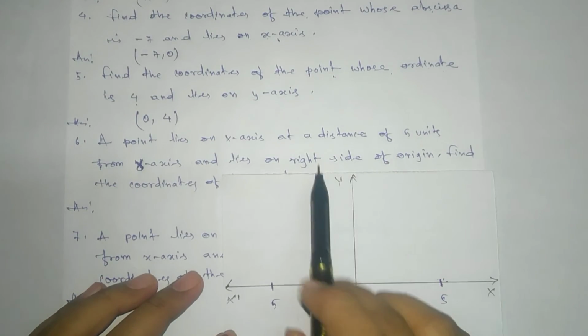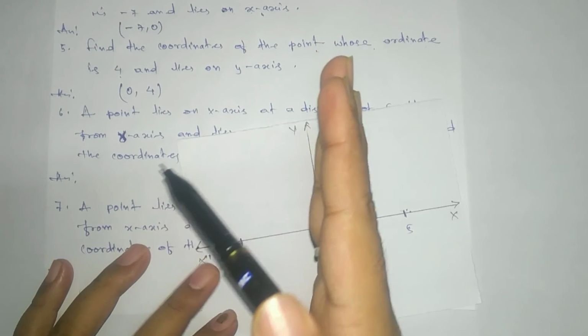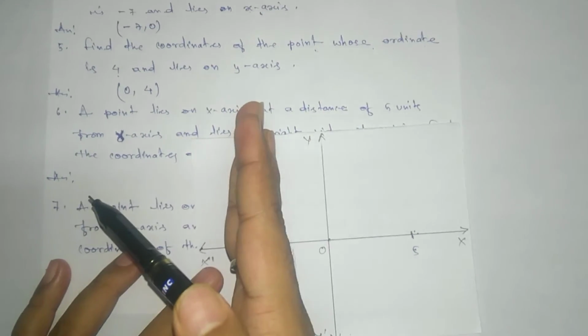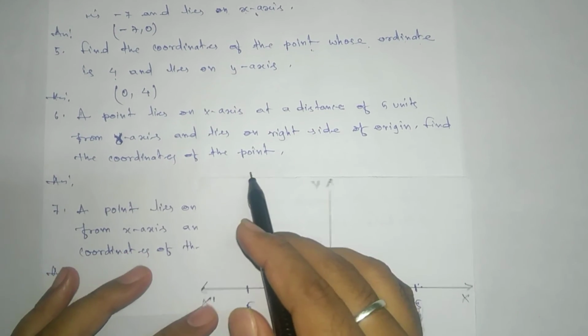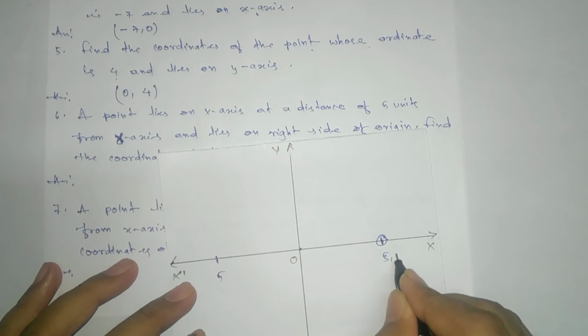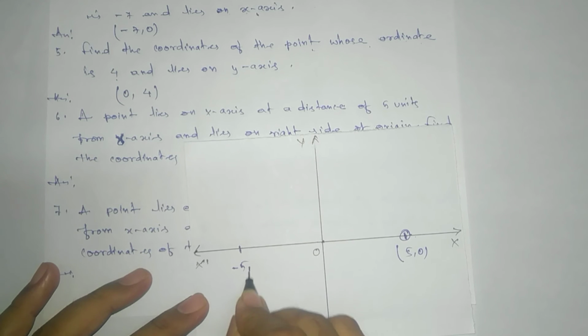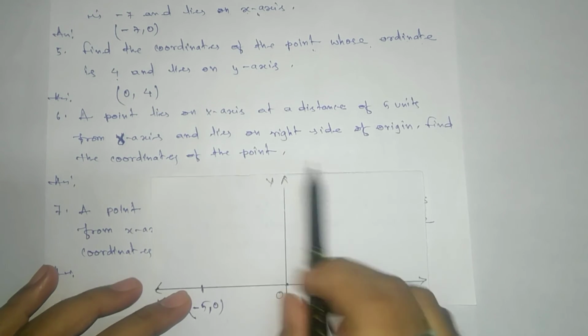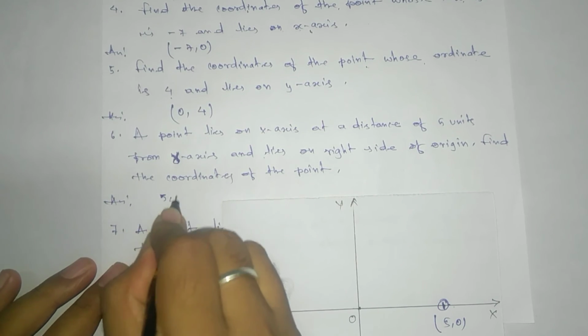And it lies on the right side of the origin. So this is your origin, this is your right and this is your left. Right side means this side. So your coordinate will be, on this side, 5 comma 0, and if you go to the left side, then it will be minus 5 comma 0. But they are asking for the right side, so our coordinate is 5 comma 0.